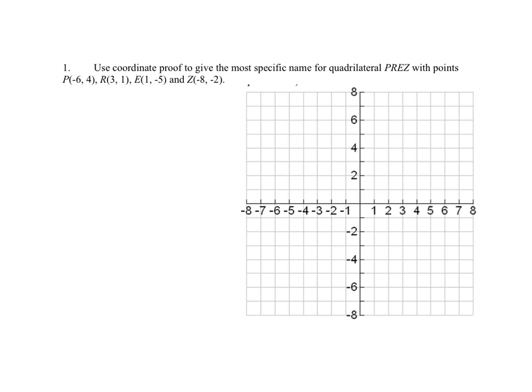Okay, so coordinate proof to give the most specific name for quadrilateral PREZ. Okay, remember our 3 steps to coordinate proof is that we need a plan, right? We need to use formulas to execute that plan, and then we were going to create a concluding statement. So let's draw our quadrilateral first.